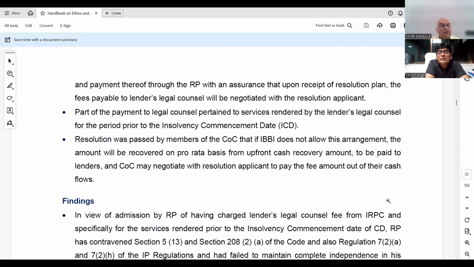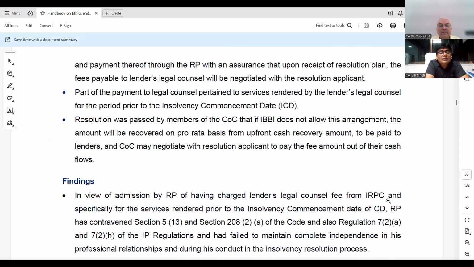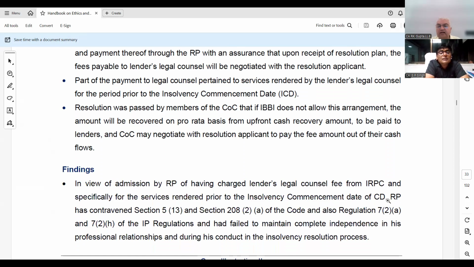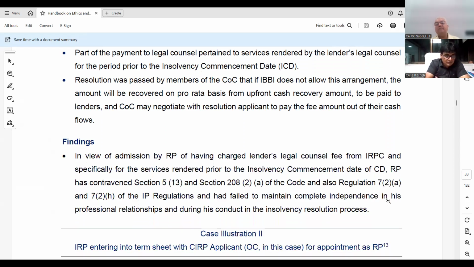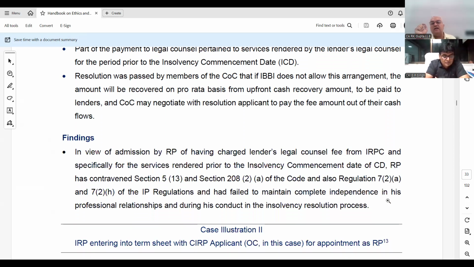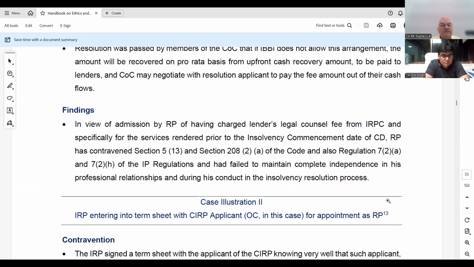Okay. Now, in view of admission by RP of having charged lender's legal counsel fees from IRP, look, the fees of the lender's legal counsel, who has to bear it? The lender has to bear it, right? That cannot be part of insolvency resolution process cost. So this was the charge, and specifically for the services rendered prior to the insolvency commencement date. So RP was found contravening the provisions.